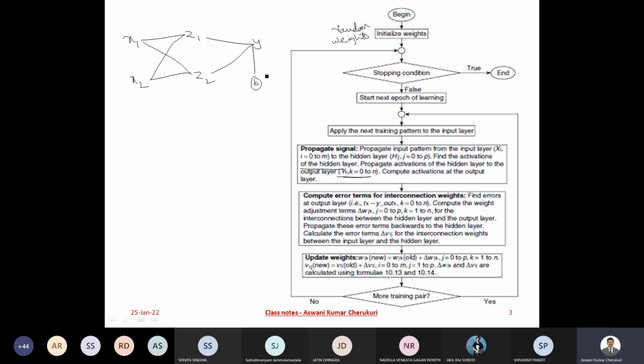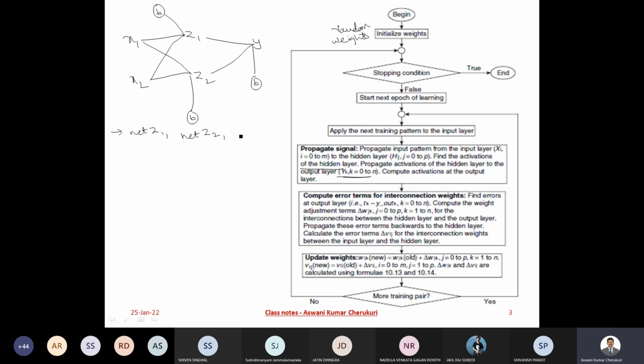This is bias, and this is bias. This is bias. Okay. So what we are doing is, first we calculate net z1, then we calculate net z2.